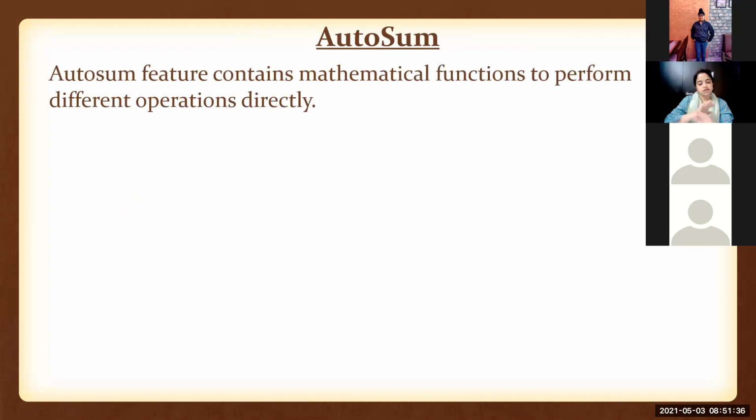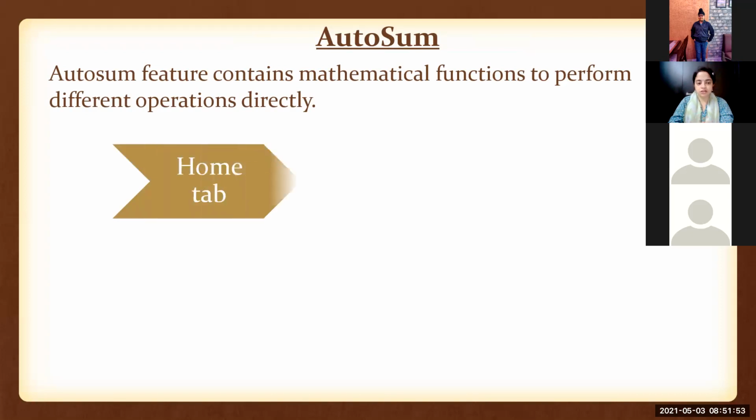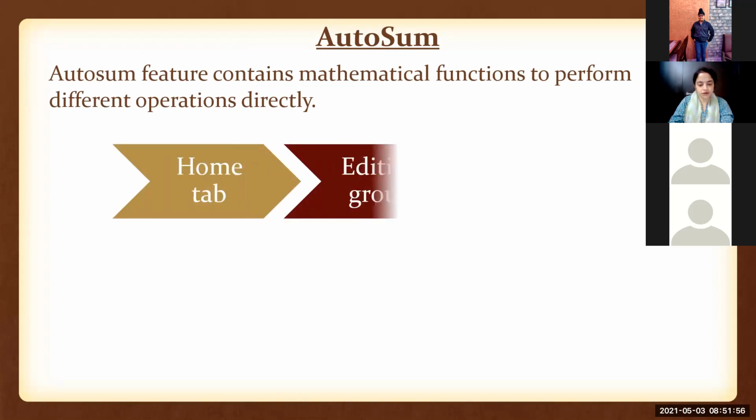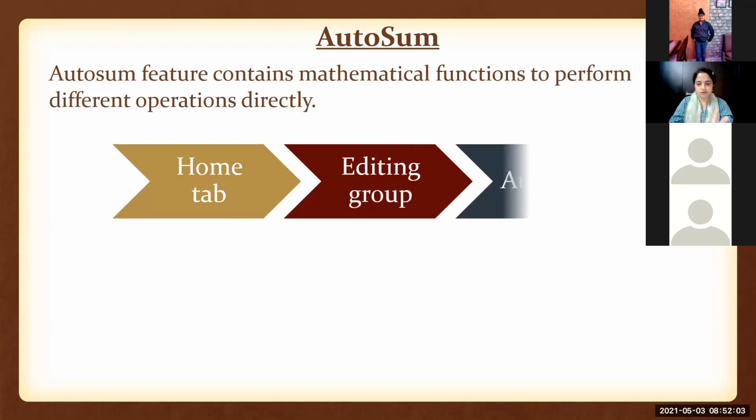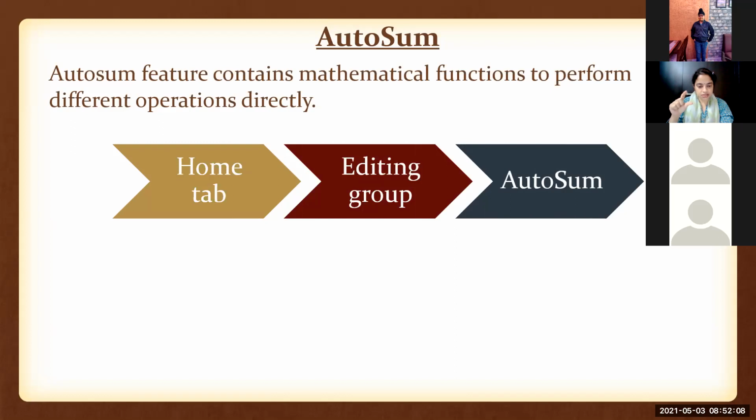Already function wizard में सारे functions हैं. From them, only a few mathematical functions which are most commonly used by all people are added in the AutoSum button, so that instead of opening the function wizard and finding the function, we can click on the AutoSum button and find the function. There are two methods to use the AutoSum. One is from Home tab, editing group, AutoSum option. It will give you a list of functions from which you can select the function that you want.